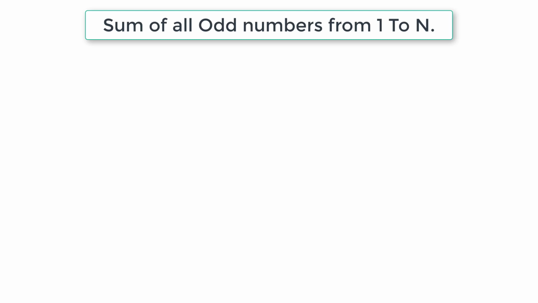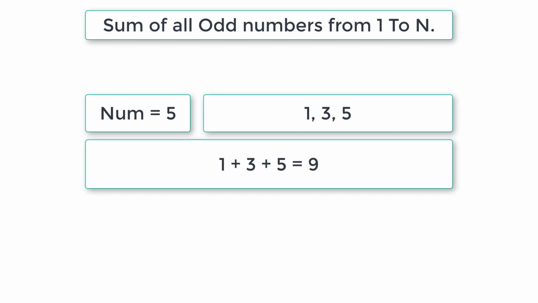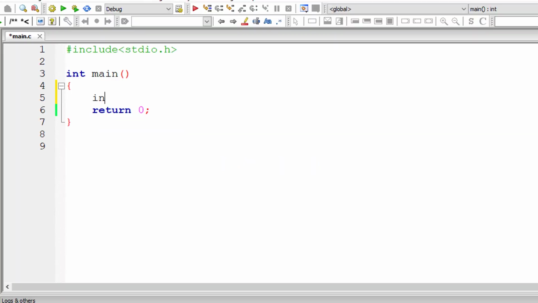Let's write a C program to find the sum of all the odd numbers from 1 to a user entered number. If the number is 5, the odd numbers between 1 and 5 are 1, 3 and 5. If we add 1 plus 3 plus 5, we get 9. So 9 is the output of this program.